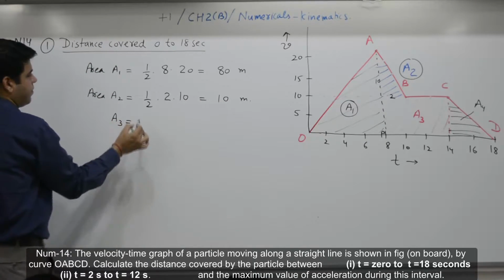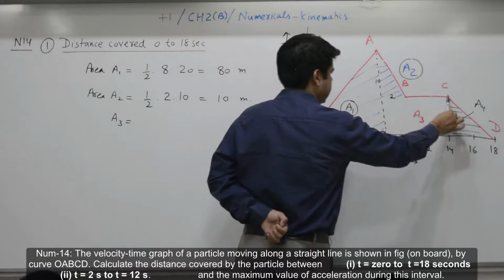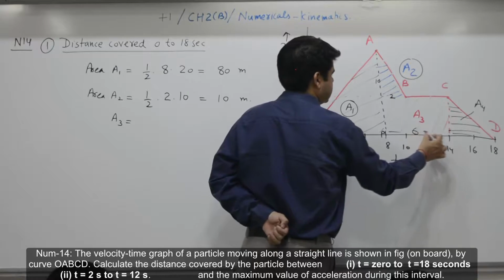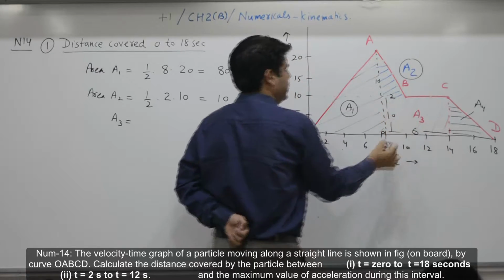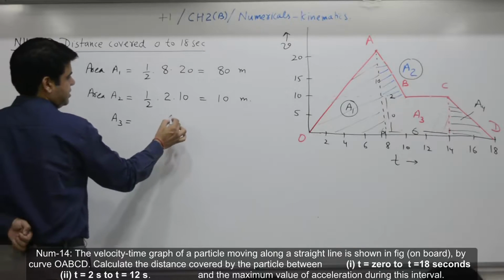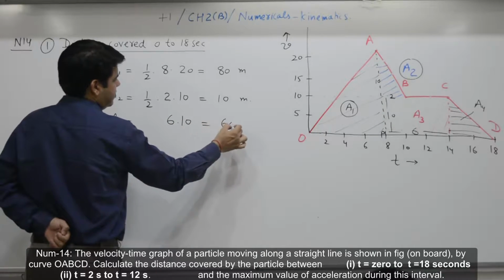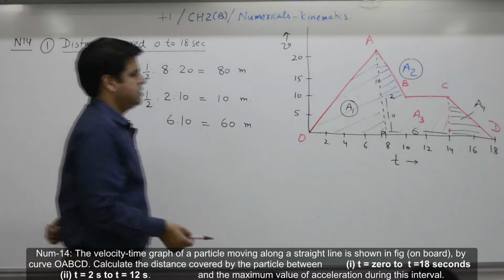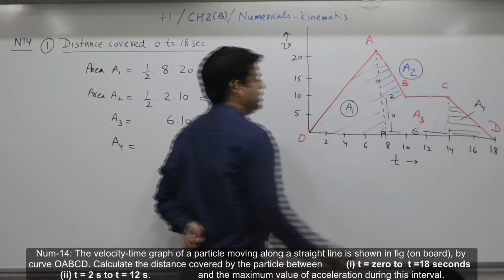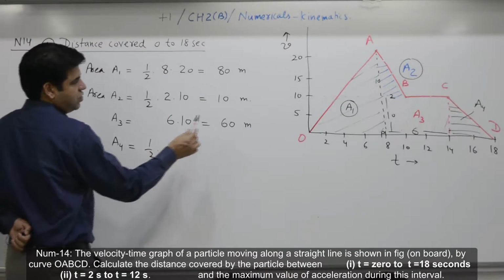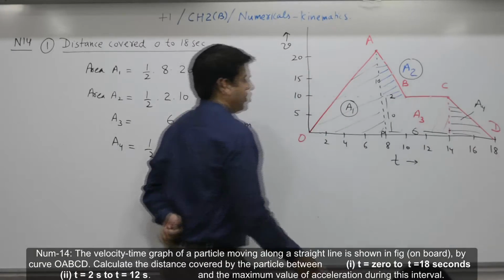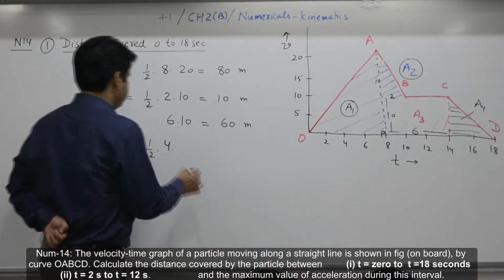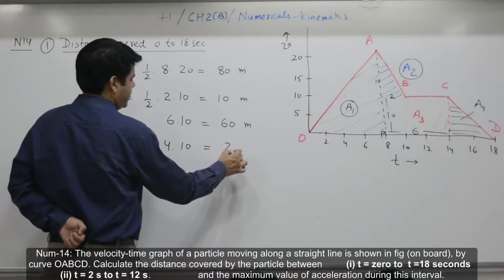A3, yes, it is a rectangle. This is how much? 8 to 14, this is 6. This height is how much? 10. Area A3 is 6 into 10, 60 meters. Area A4, yes, 1 by 2 base into height. Base is how much? 14 to 18, 4 into height, 10. Comes out to what? 20 meters.